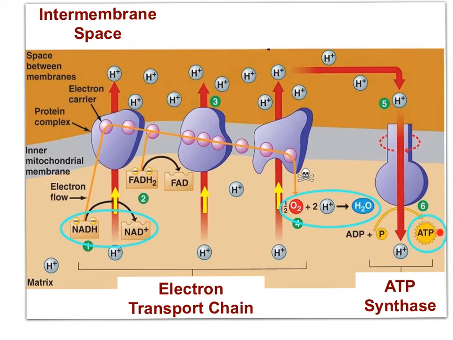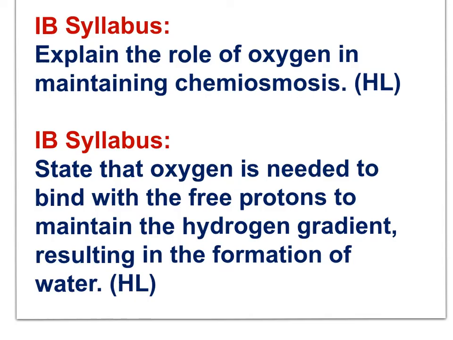ATP is synthesized. ADP is joined to a free inorganic phosphate. This is oxidative phosphorylation. Here are 2 IB syllabus statements that I've covered over the last 4 slides. You may need to go back to review. Explain the role of oxygen in maintaining chemiosmosis.